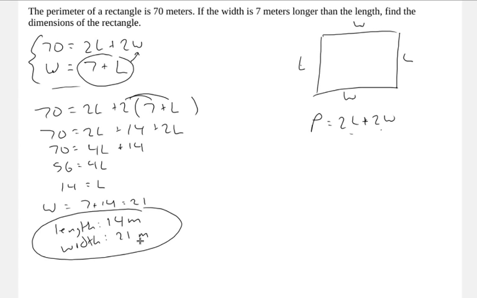Let me just look through this and make sure everything works out. The perimeter here would end up being twice the length, that's 28, plus twice the width, that's 42. 28 plus 42 is 70, so that one checks out. That's the first equation. For the second equation, I need the width, which is 21, to be equal to 14 plus 7, and that one's true as well.